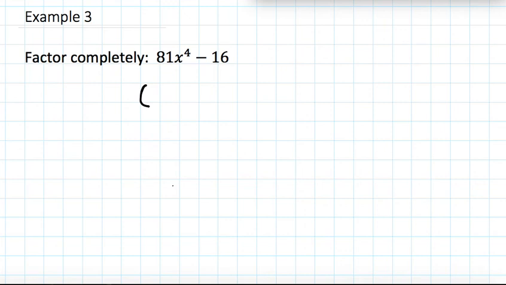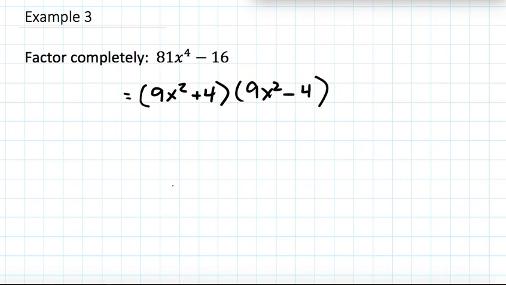I know 81 and 16 are both perfect squares. Square root of 81 is 9. And then divide exponents by 2, that's x squared. Square root of 16 is 4. And then copy the same thing over again, just put a minus sign in. So from this point, it's pretty much the same as the problems we've already done.